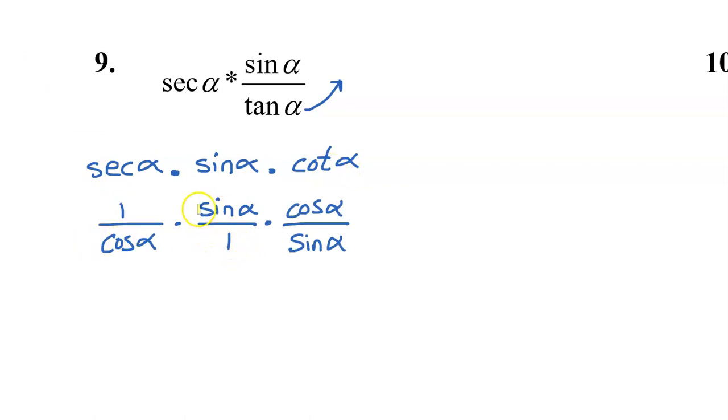But notice that we have sine in the numerator and sine in the denominator. These cancel each other out. We also have cosine in the numerator and cosine in the denominator. These cancel each other out. That leaves just 1. So that's the simplified answer for number 9.